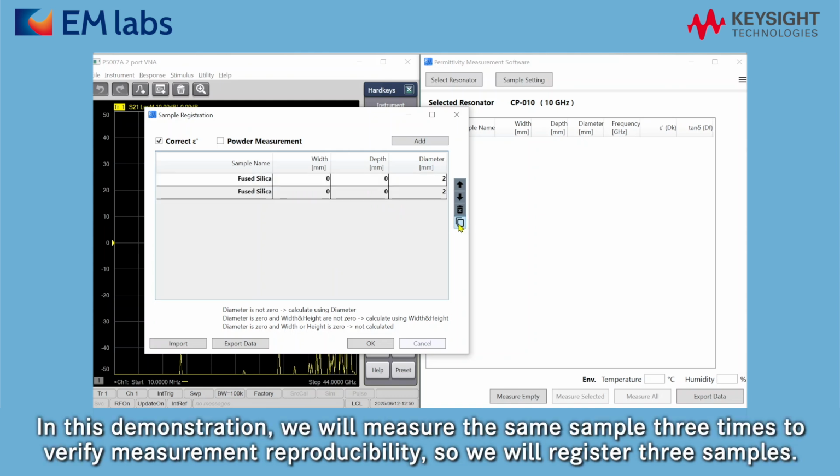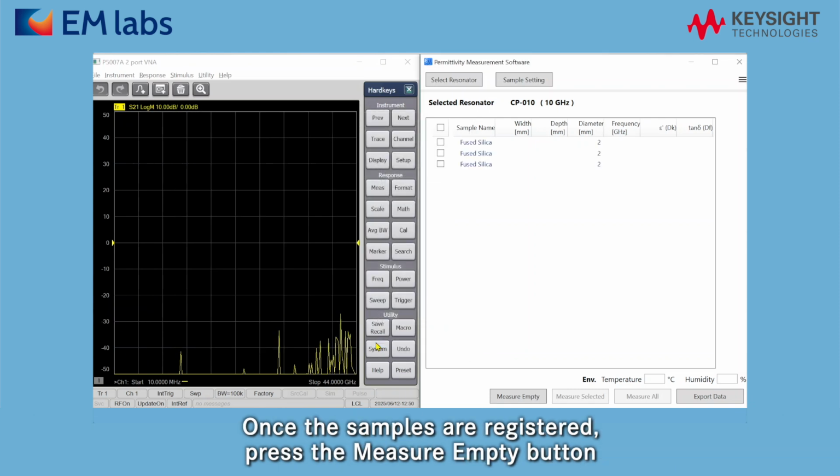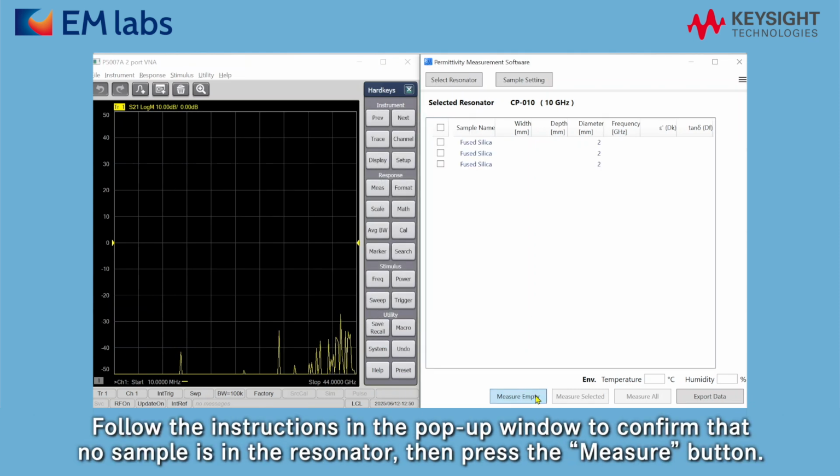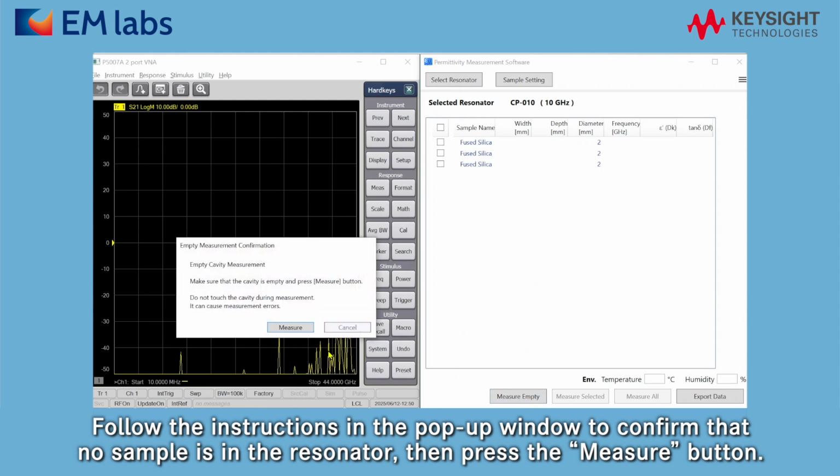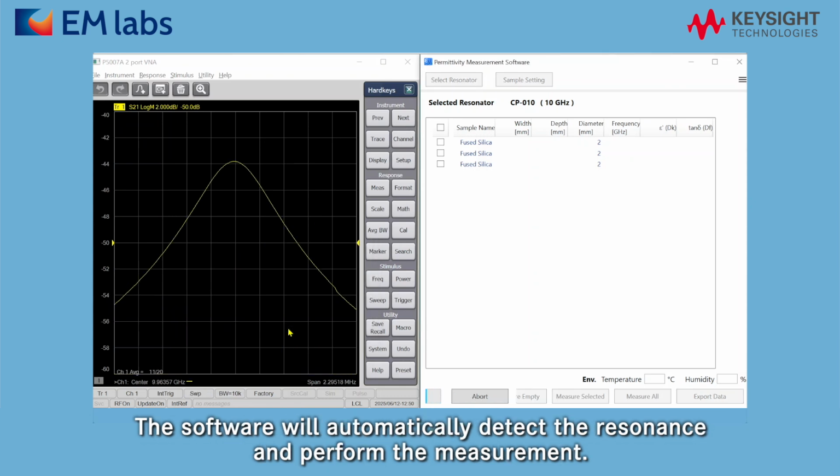In this demonstration, we will measure the same sample 3 times to verify measurement reproducibility, so we will register 3 samples. Once the samples are registered, press the Measure Empty button. Follow the instructions in the pop-up window to confirm that no sample is in the resonator, then press the Measure button. The software will automatically detect the resonance and perform the measurement.